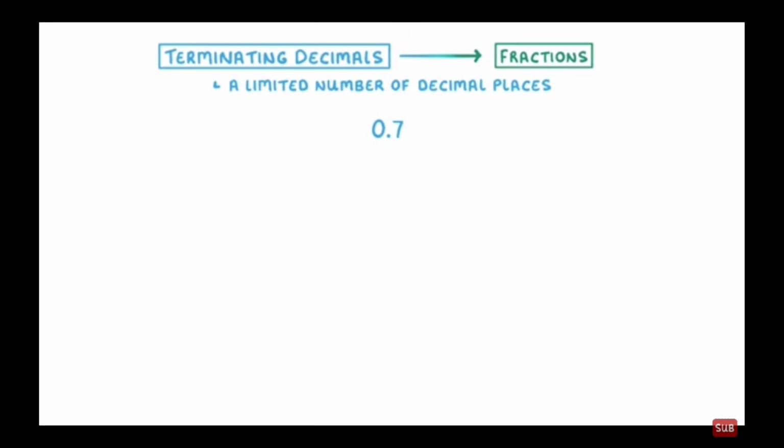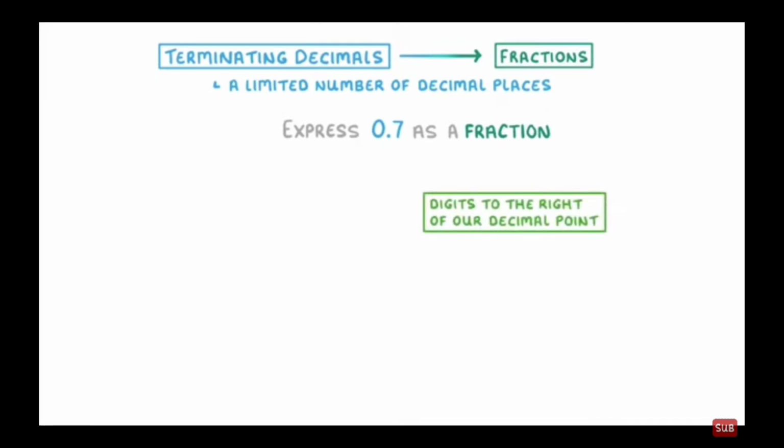To convert them into a fraction, though, like if we were asked to express 0.7 as a fraction, there's a couple steps that we have to do. The first thing we have to do is take all the digits that are to the right of the decimal point, so 7 in this case, and make those digits the numerator of our fraction. Then for the denominator, we start by writing a 1, and then we have to work out how many zeros we have to add after that 1.